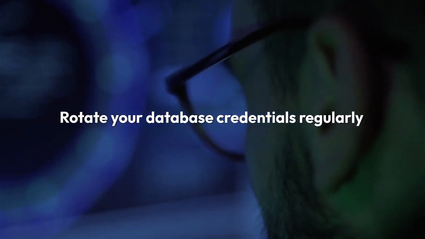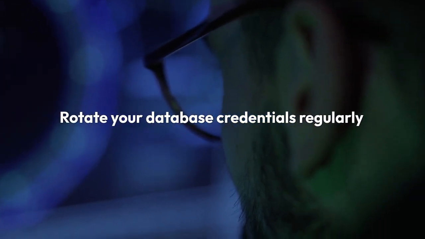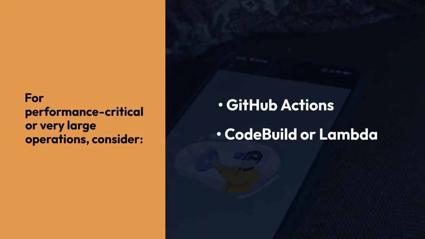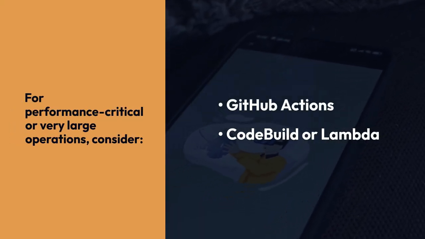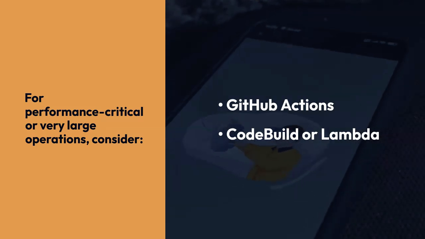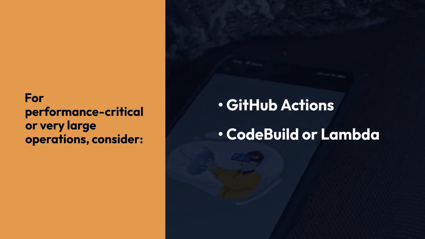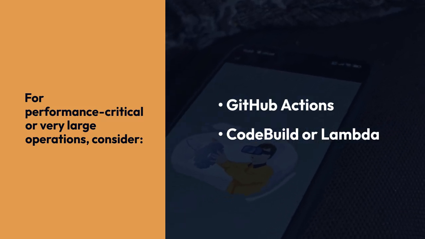Rotate your database credentials regularly using Secrets Manager's rotation features. For performance-critical or very large operations, consider whether GitHub Actions is the best place, or if offloading to a dedicated AWS service like CodeBuild or Lambda might be more appropriate, with GitHub Actions orchestrating the process.